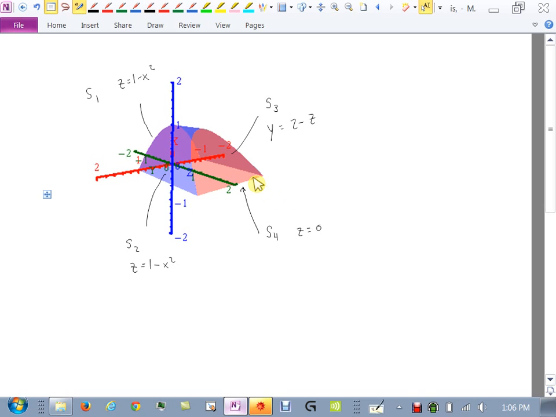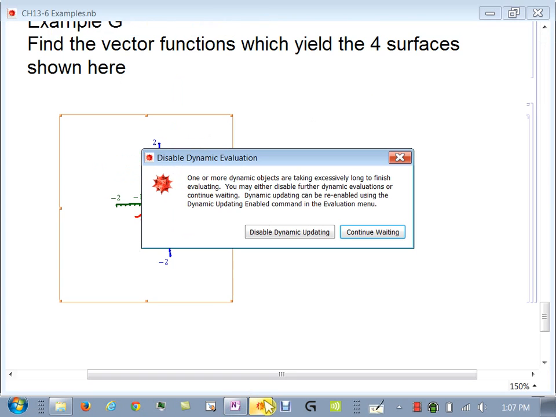All right. Let's try S1. For S1, we're looking at that back side. So I'm going to bring this back up again.